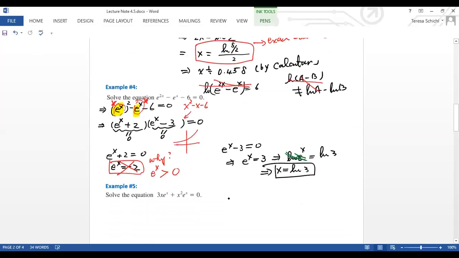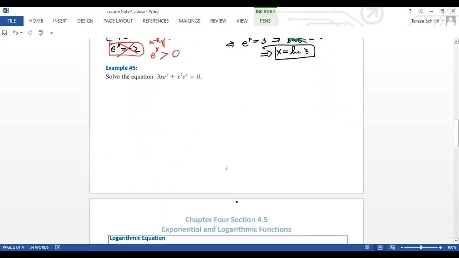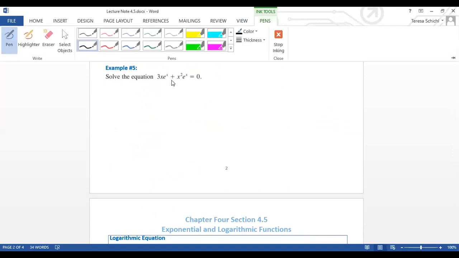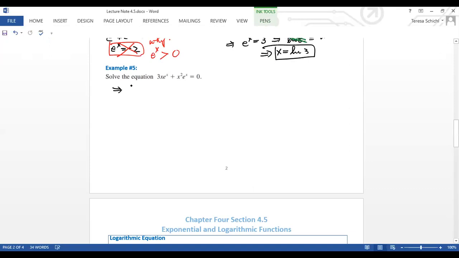All right, let's see the next one here. How do I do this one? Okay, so when we try to do this one, it looks like I have an x squared e^x. Well, maybe I can factor. I can take the x and the e^x out, because the x and the e^x are the common factor for both terms, right? So I can get the x and the e^x out. So the first term has 3, and what the second term has left is x.